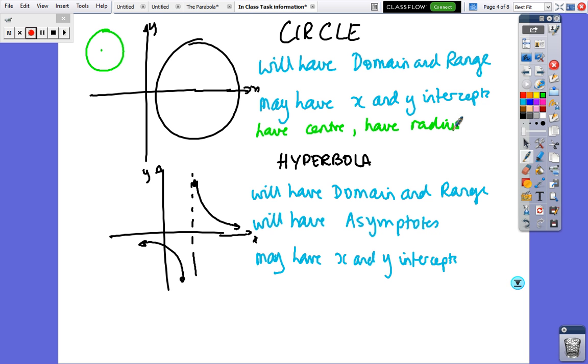The hyperbola, there's going to be a domain and range. The asymptotes are the imaginary lines that the curve approaches. For instance, if that was x equals 3, a function approaches 3 from both directions, but it doesn't actually get to 3. And we'll look at an example. So you've got a vertical asymptote, which is that line, which will be x equals. There's a horizontal asymptote, which the function approaches from above or below, which will be a y equals equation. In this particular case, it's y equals 0. And it may or may not have x and y intercepts. So for instance, that one has a y intercept, but there's no x intercepts.